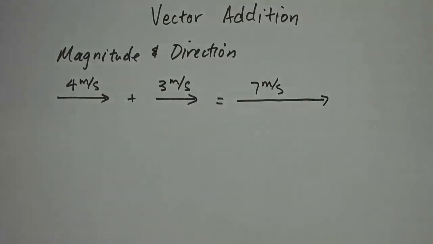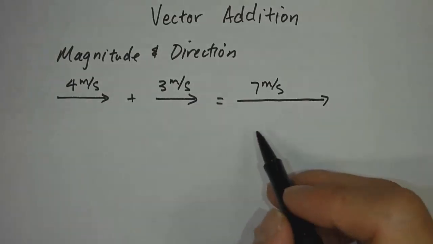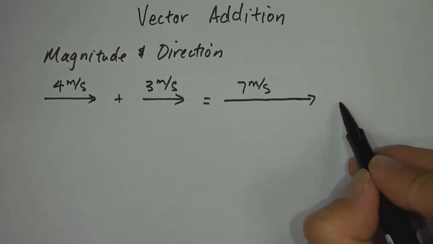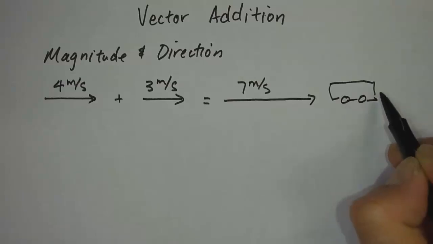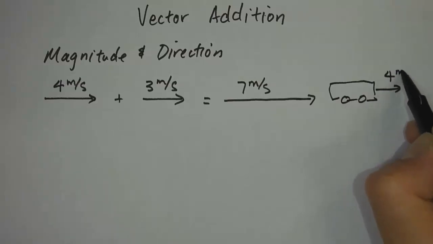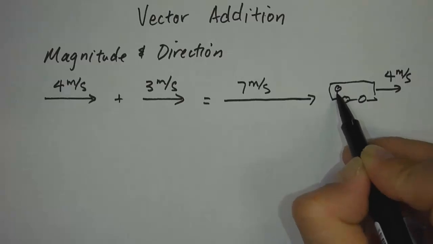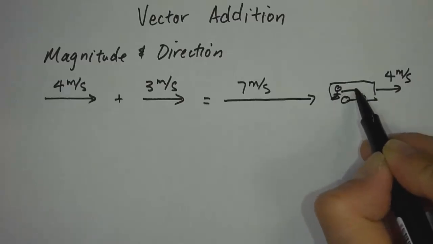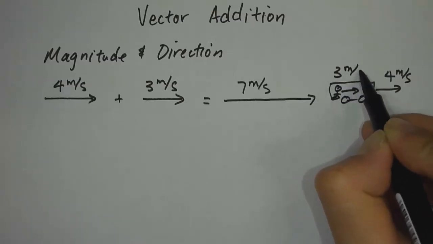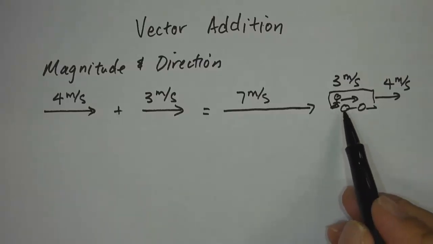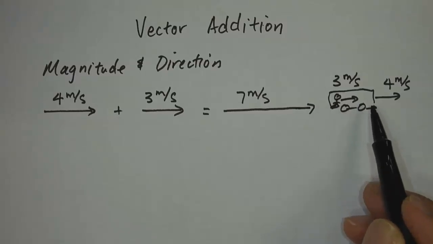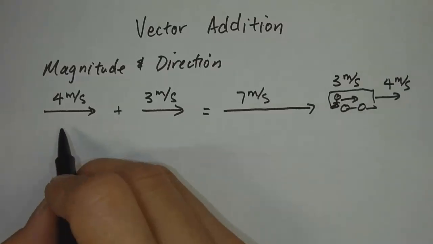Just as an example, we could think of a train. Let's say the train is moving to the right at 4 meters per second, and you're inside the train, moving to the right 3 meters per second. From the frame of reference of someone at the train station looking at you, you would be moving at 7 meters per second, because not only is the train moving to the right, but you're moving to the right in the train.